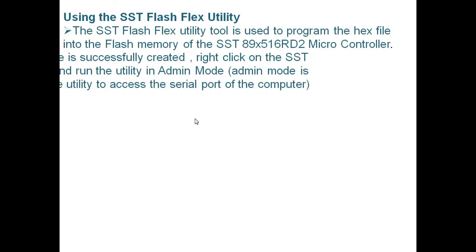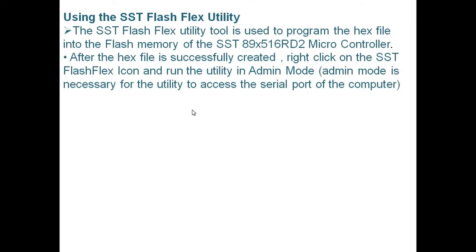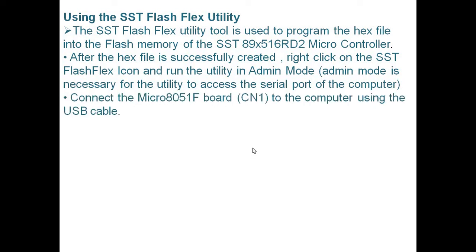Then next, using the SST Flash Flex utility. The SST Flash Flex utility tool is used to program the hex file into the flash memory of the SST microcontroller. After the hex file is successfully created, right click on the SST Flash Flex icon and run the utility in admin mode. Admin mode is necessary for the utility to access the serial port of the computer.